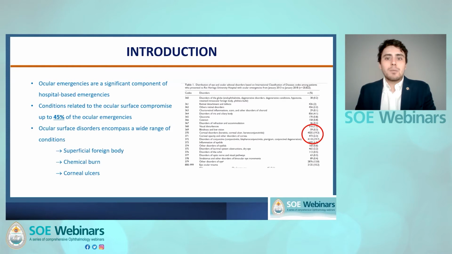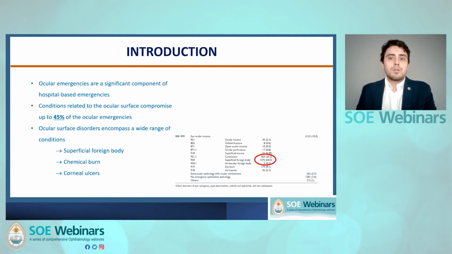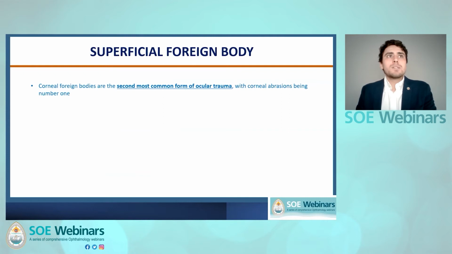They encompass a very broad group of pathologies. Therefore, we cannot go through all of the pathologies in just 12 minutes. So I have selected those that are more frequent. We will start with corneal foreign bodies, which are the second most common form of ocular trauma, with corneal abrasions being the number one.